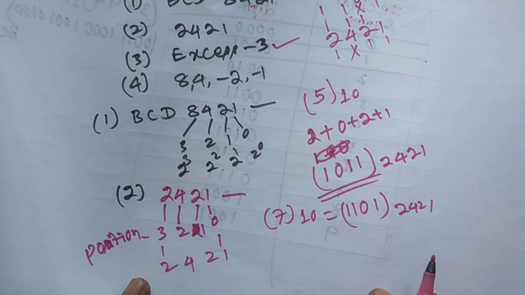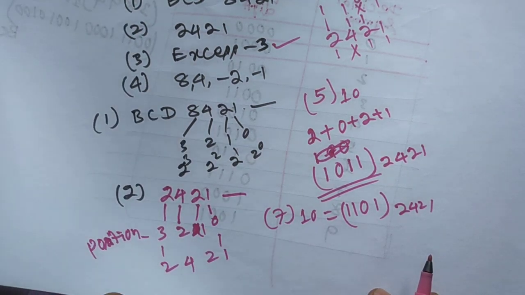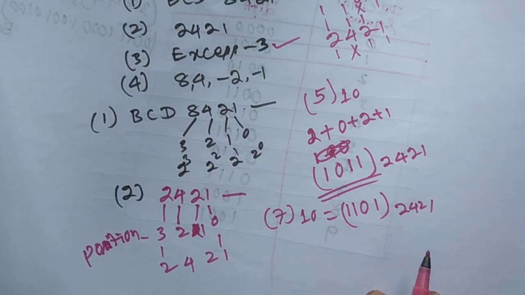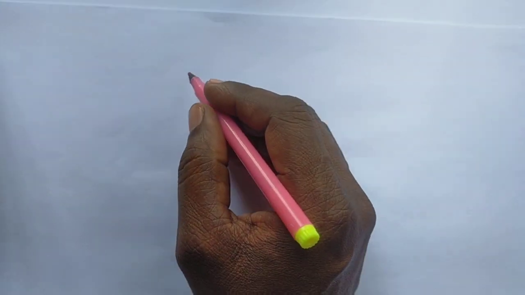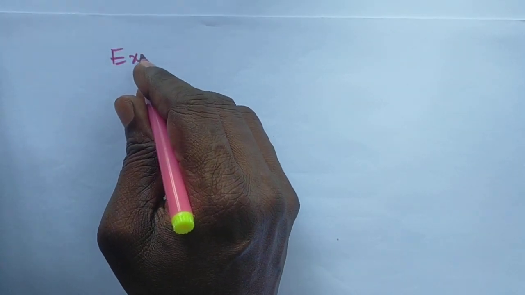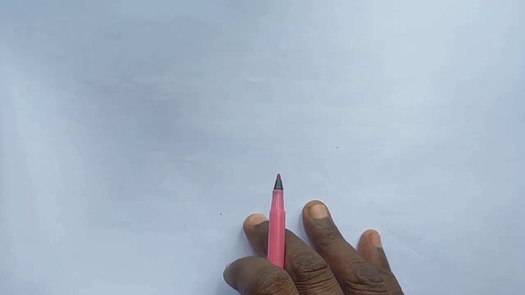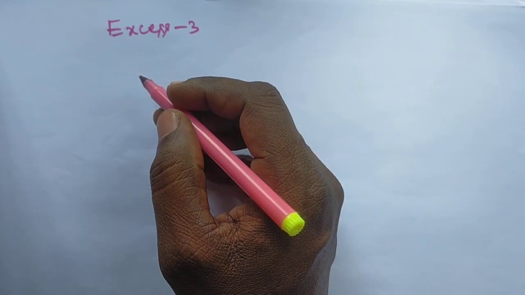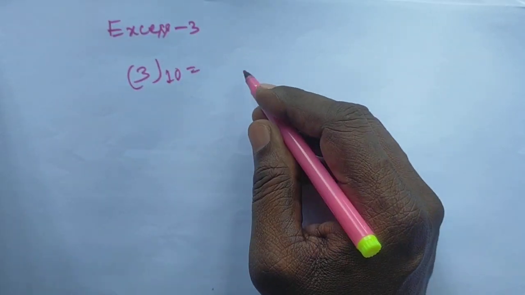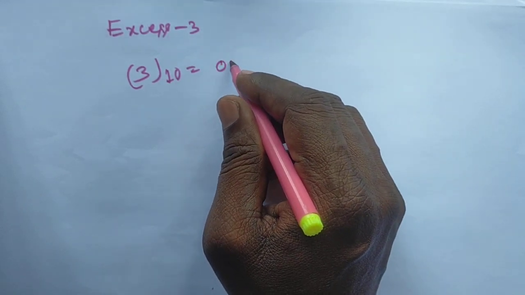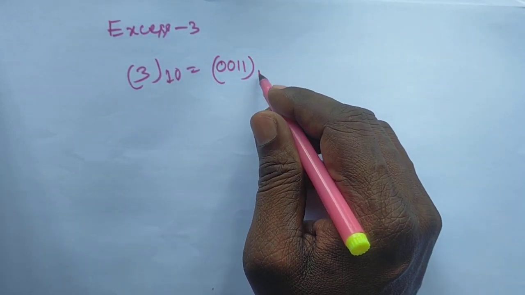Excess-3. Excess-3 means whatever decimal number we convert to BCD number, after that we add 3 only. What does 3 mean? We will see again. Excess-3 means whatever the BCD number is, we just add 3, the binary form of 3. For example, I will show you a very simple way. Suppose the decimal number is 3. If we go through the BCD number of 3, then what will you get? 0, 0, 1, 1. This is a very simple BCD number.